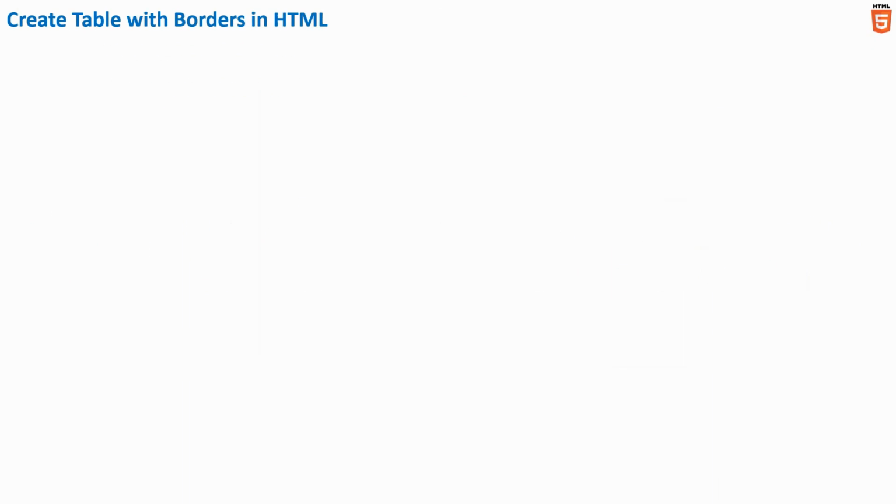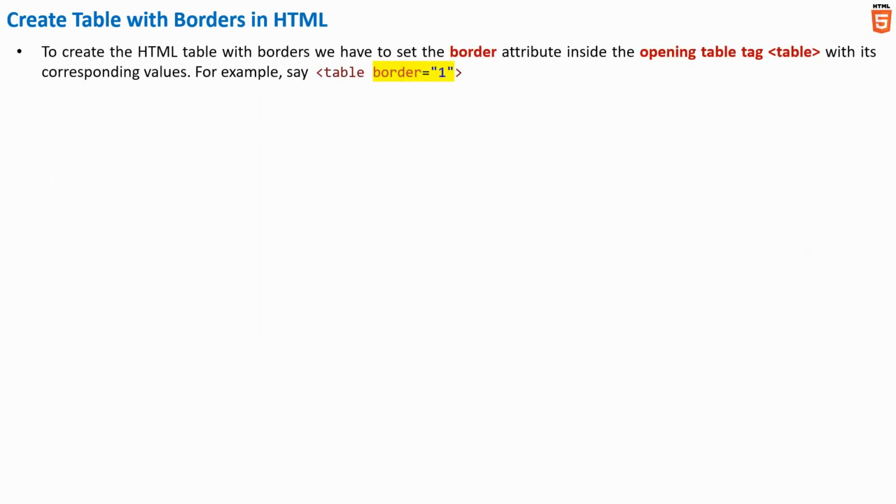So friend, let's start. Now to create an HTML table with borders, we have to set the border attribute with an appropriate numeric value inside the opening table tag. For example, say border equal to 1. Here 1 means 1 pixel. In case we don't want to show the border, then we can simply remove this border attribute, or even we can set this border attribute value as 0.